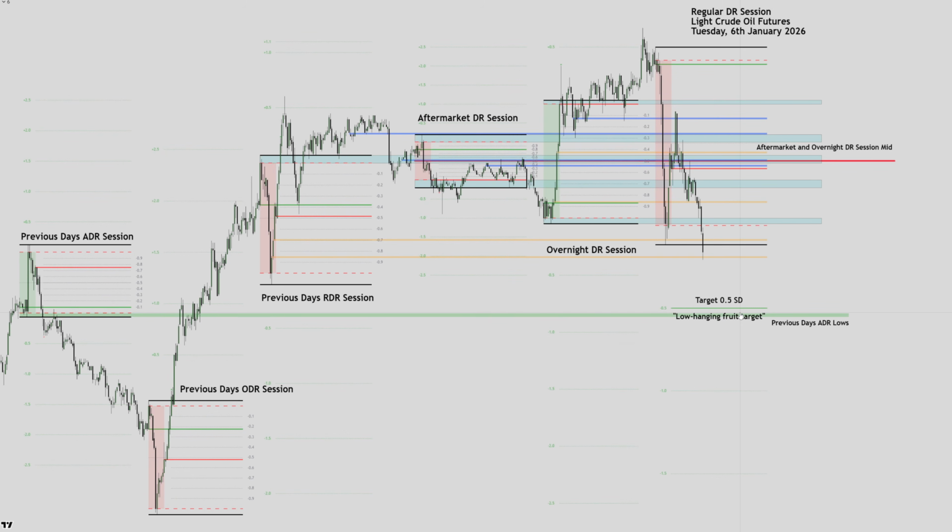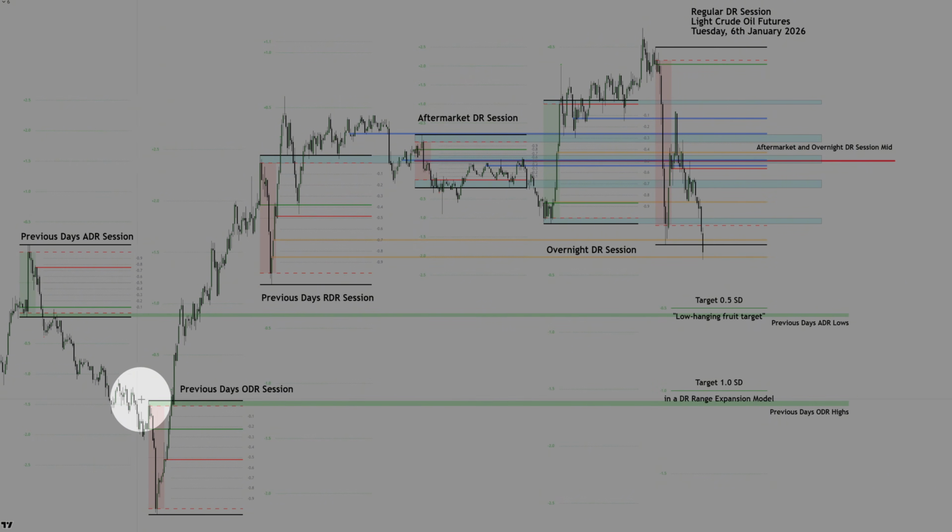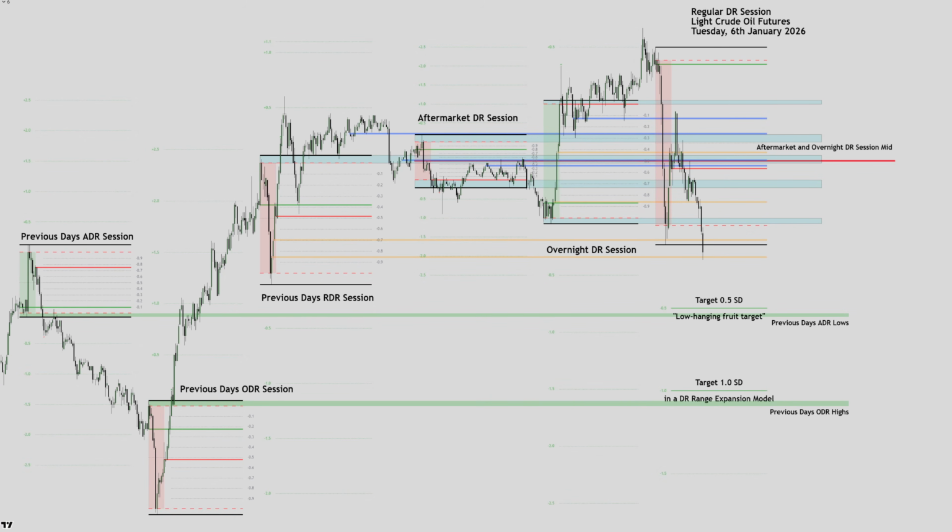But what model are we in? A DR range expansion model that naturally brings the one standard deviation level into focus. There's more. The previous day's overnight session high lines up almost perfectly with the one standard deviation level, just a few ticks lower. Even so, the one standard deviation level itself is a perfectly reasonable target. There's no need to squeeze out a few extra ticks at the cost of unnecessary risk.